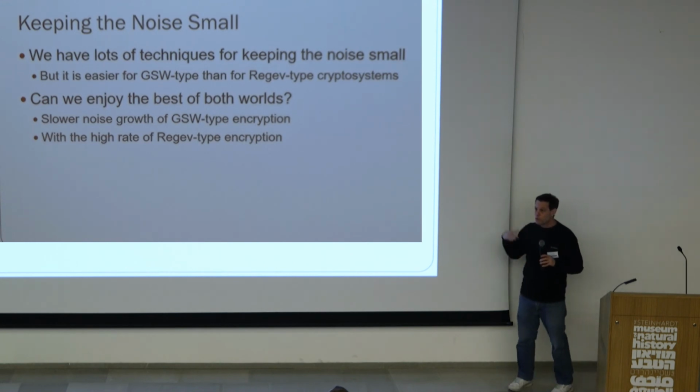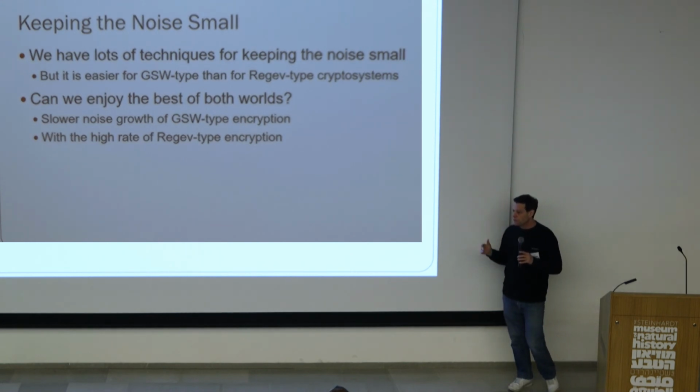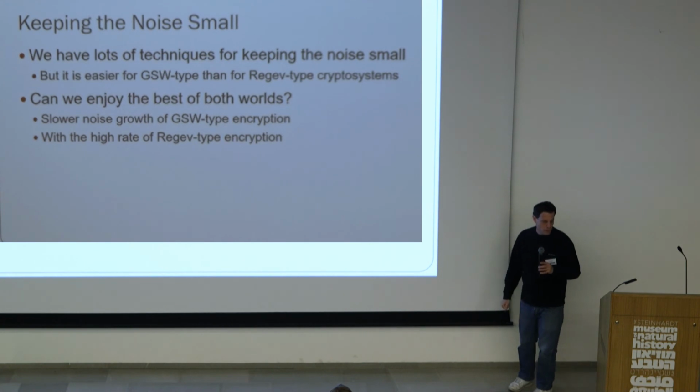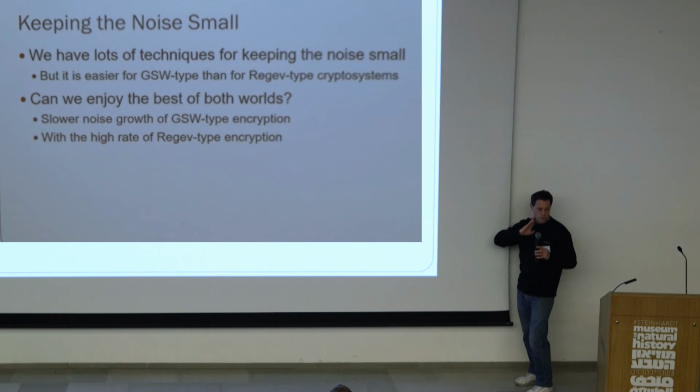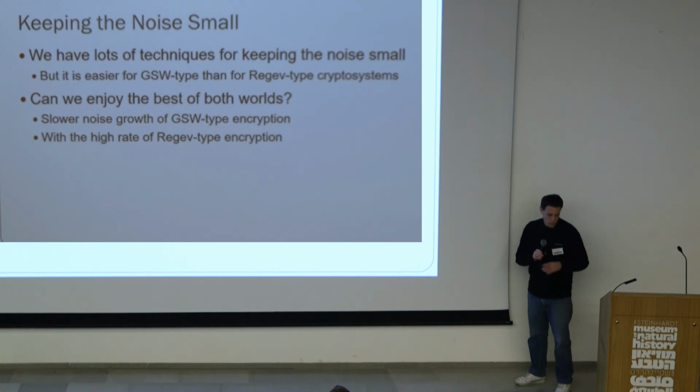And keeping the noise small is the thing that the entire field of homomorphic encryption is about. So we have lots of techniques. Unfortunately, they typically work better for GSW than they do for Regev type encryption. And here we want them for Regev type encryption, which brings up the question of, can we get the best of both worlds in some sense? So we want to get the slower noise growth of GSW with the high rate of Regev. And can we get that?